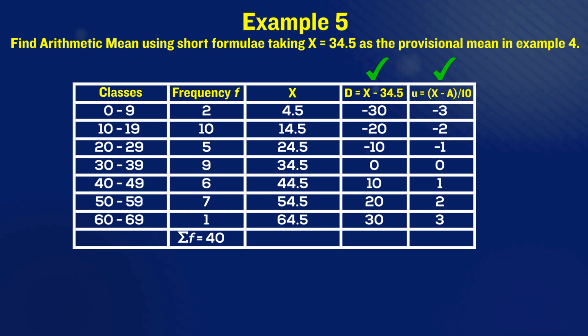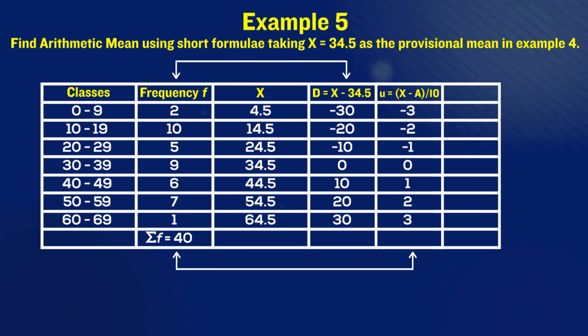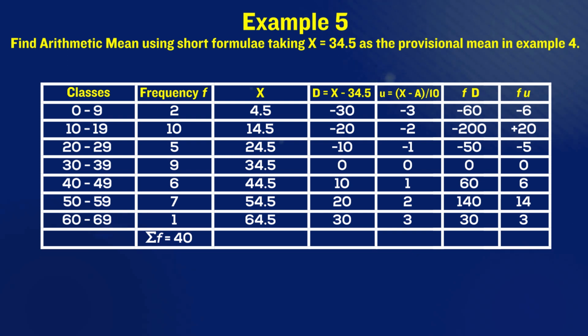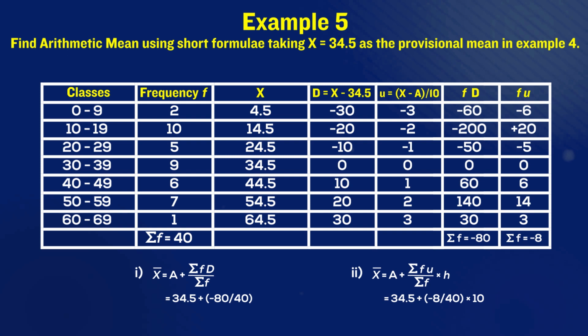Check and check. Now that we have D and U, multiply all their values with f to get f into D and f into U respectively into separate columns. And of course, their sums as well. It's time to put all these pieces of the puzzle together in both the formulas of the indirect method. Hey, isn't this the same mean we got using the direct method? It is, which is how it should be.